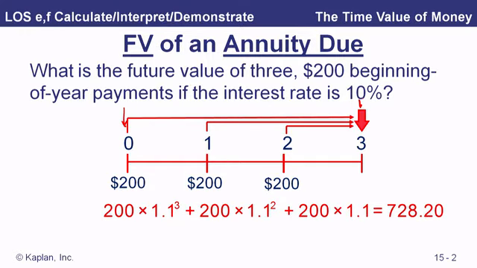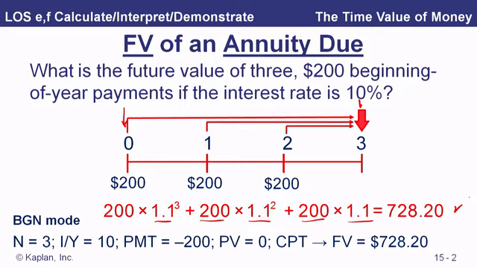So we can take the future value of each of these. We just compound at 10% for 3 periods for that first deposit today. The deposit of 200 a year from now earns interest for 2 years, and that third deposit earns interest for 1 year. So if we calculate the future value, we get 728.20.